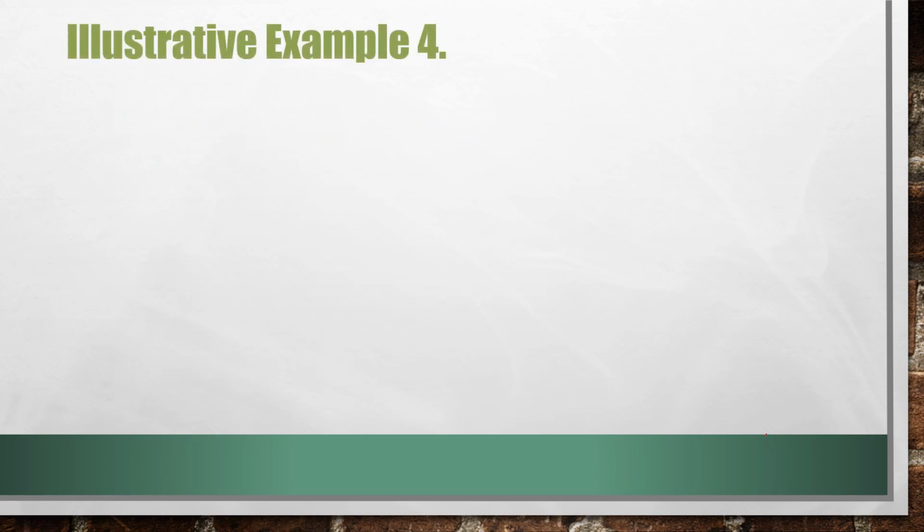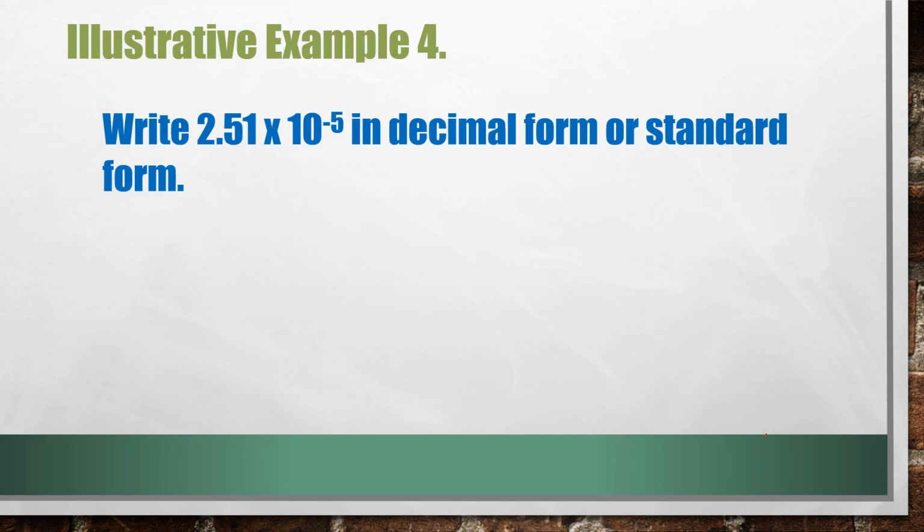Example number 4. Write 2.51 times 10 raised to negative 5 in decimal form or standard form. Our exponent is negative 5, so our answer should be in decimal form. So we have 2.51. For us to make this a very small number, we are just going to move the decimal point 5 places to the left. That is 1, 2, 3, 4, 5. So just add the zeros and then the decimal point.